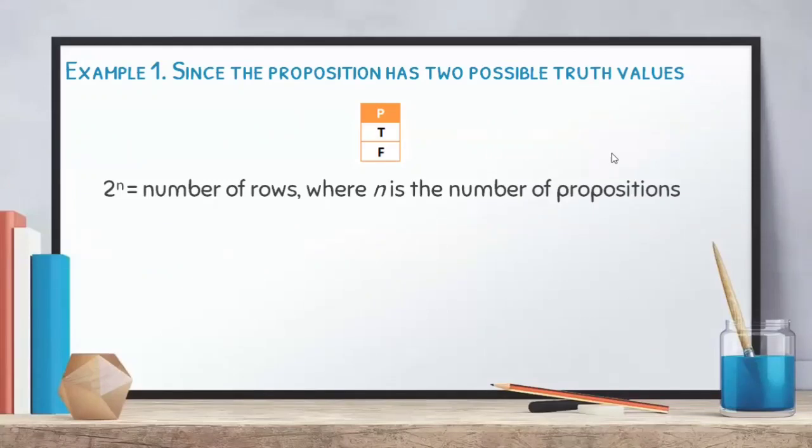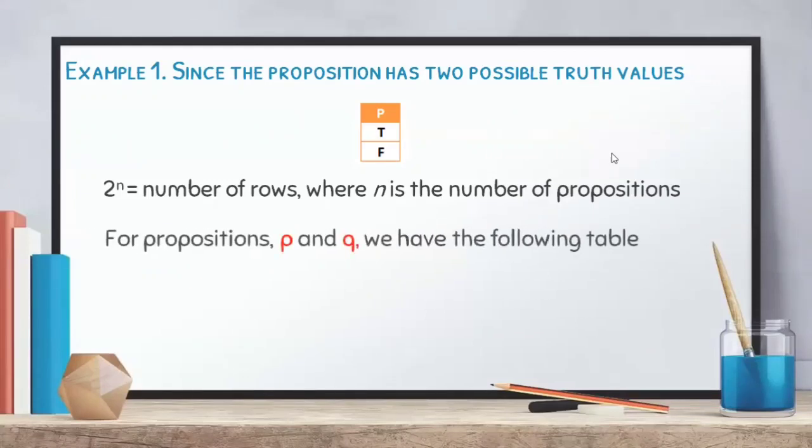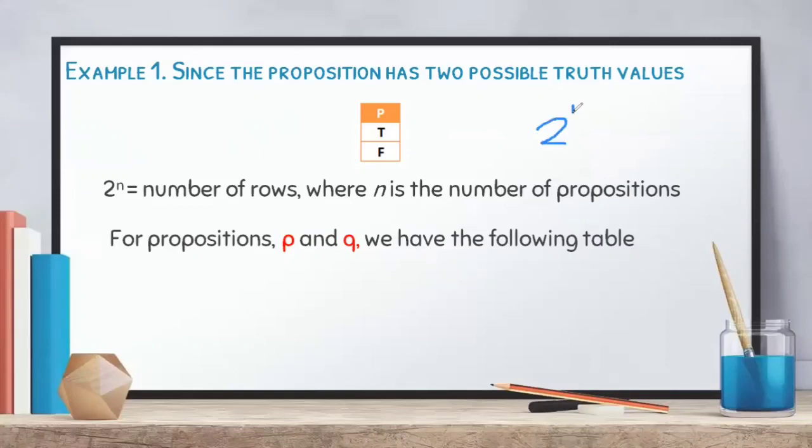So how about if we have two propositions? So this time, we have propositions P and Q. How are we going to construct the truth table? Of course, you're going to use the formula. So basically, that would be 2 raised to n. And our n there is equal to 2, right? So 2 raised to 2 is equal to 4, right? Because 2 times 2 is equal to 4. So the 4 that we have here would be the number of rows for our propositions P and Q.